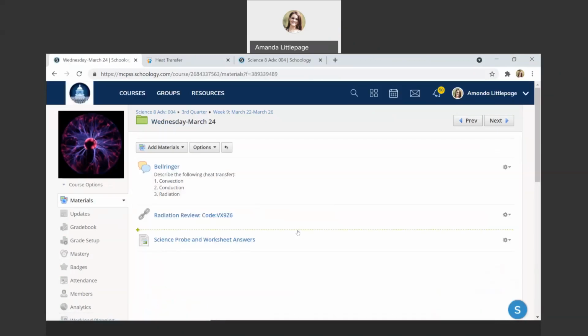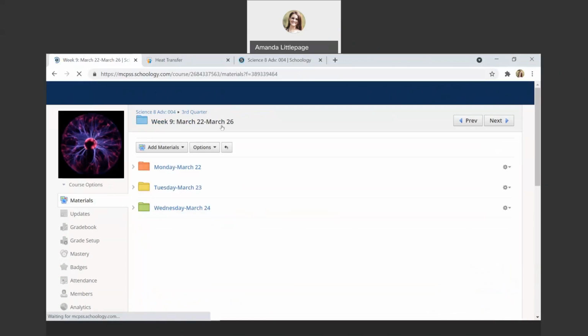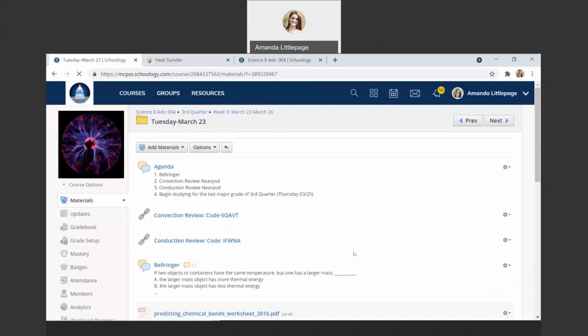The next thing I had for today was a radiation review. These were Nearpods that you should have been able to work through and practice your concepts. So make sure that you go back to this one. And in yesterday's folder for Tuesday, March 23rd, there was a Nearpod for convection and conduction. These were basically short Nearpods that reviewed each of these concepts.